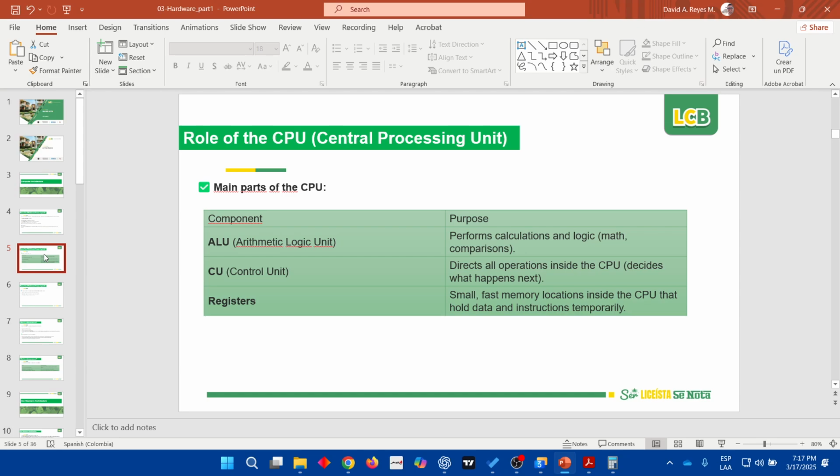Main parts of the CPU. Okay. So in the CPU, we have something that is called ALU. We have something that is called CU. We have something that is called registers. So what is that? The ALU is the arithmetic logic unit, performs calculations and logic for maths and comparisons.